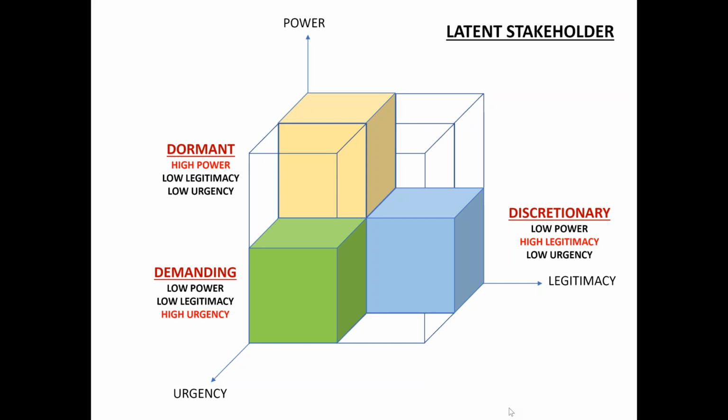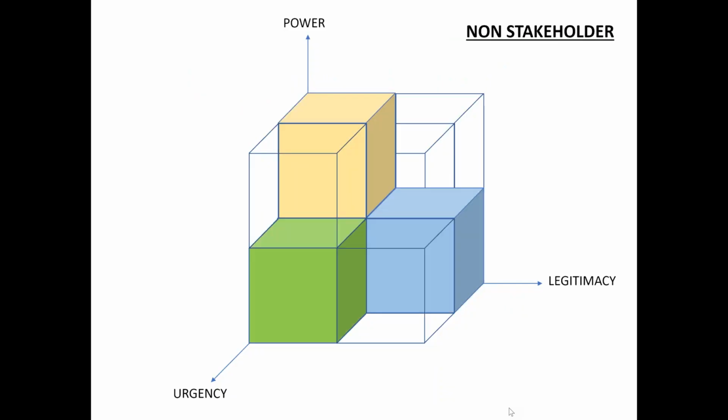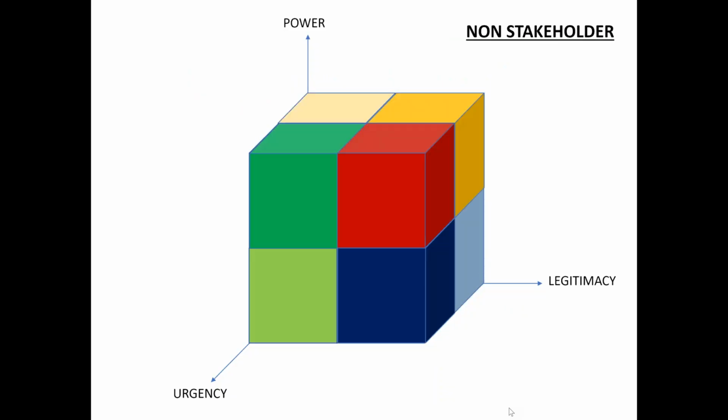And if I put them all together, we have how many? 3, 3, 6, and 1, 7. All of these stakeholders put together will become this. The whole cube is filled. And anyone who is not within this cube is a non-stakeholder. I hope I have made this point clear.